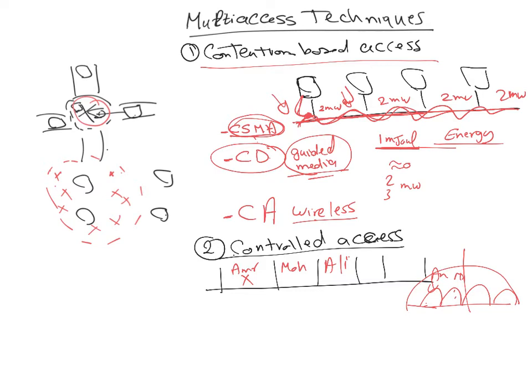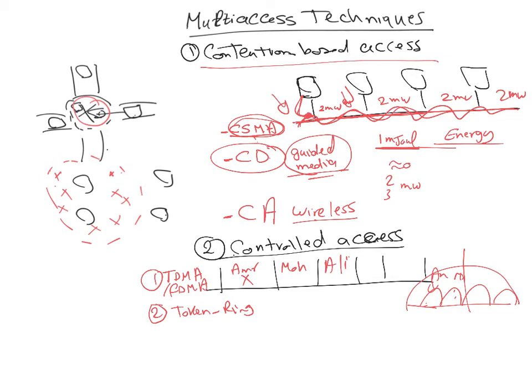Okay, so that's one way of doing controlled access. Another way, which is a little bit deprecated, it's obsolete: we call this TDMA or FDMA, so time division multiple access or frequency division multiple access. Number two, under the controlled access techniques, we call it token ring. Token ring here is a little bit deprecated.